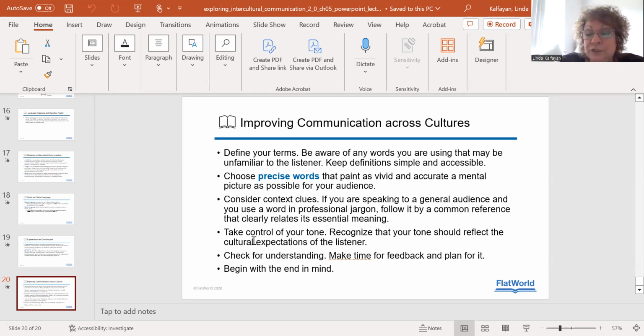And you take control of your tone. This bullet gets totally expanded in a voice and diction class, so you know how to use your voice to its best advantage, depending on your content and context. And begin with the end in mind. What do you want your audience to understand from what you're talking about? Even if it's a one-on-one, what is your goal as a speaker?